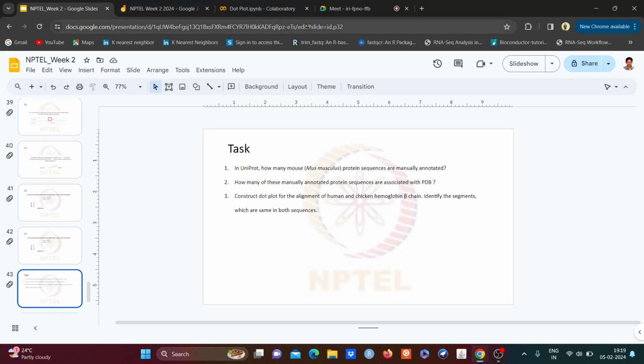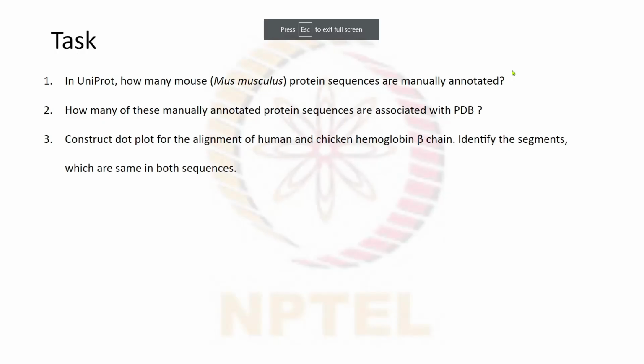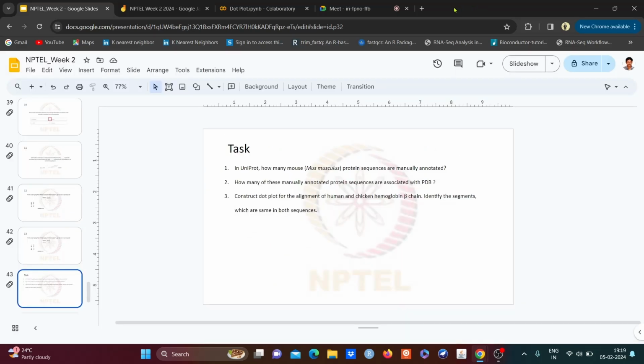So here I have given some task. Hope some of you might have tried the task that I have given previously. For the ones who don't know UniProt, I'll be giving a little basic demonstration on UniProt now.